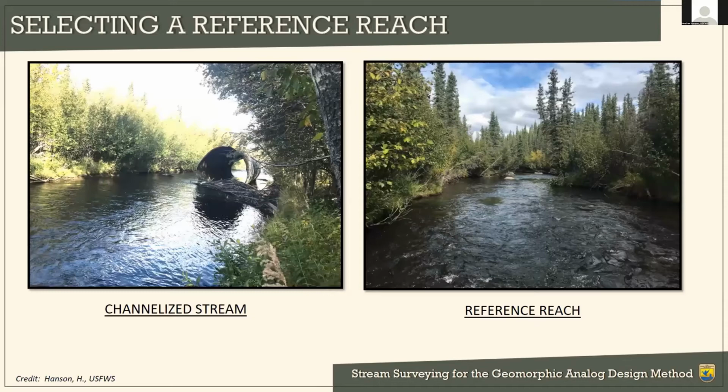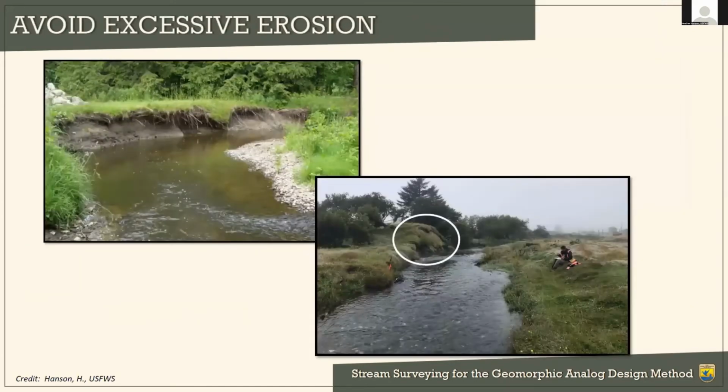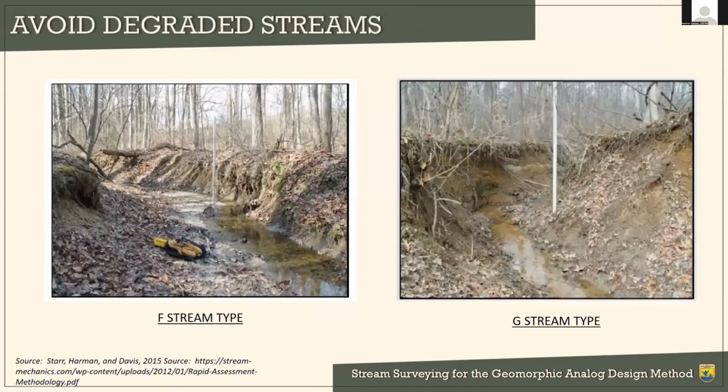And these are photos from that same area. So this is the channelized stream downstream of that culvert. And here's what the reference reach looked like. And we want to avoid channelized streams, or I should say man-made channelized streams. Any streams with this debris can affect the channel morphology. We also want to avoid areas of excess erosion because that may be indications of channel instability. And we want to avoid degraded stream types.